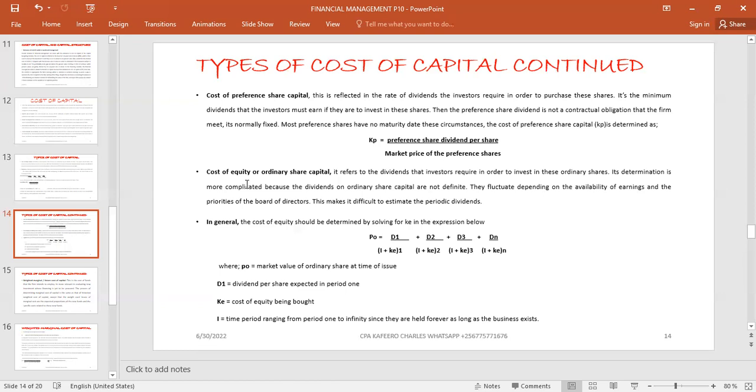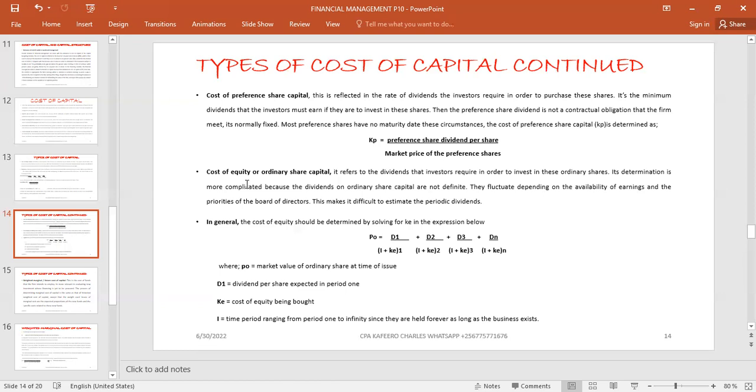The determination is more complicated because the dividends on ordinary share capital are not definite. If something is not definite, it means it is at infinite. Why are we saying it is at infinite? Because it is always there in the business, so long as the business is still operating. These people are going to be getting everything until the lifespan of the business. They fluctuate depending on the available earnings and the priorities of the board of directors.